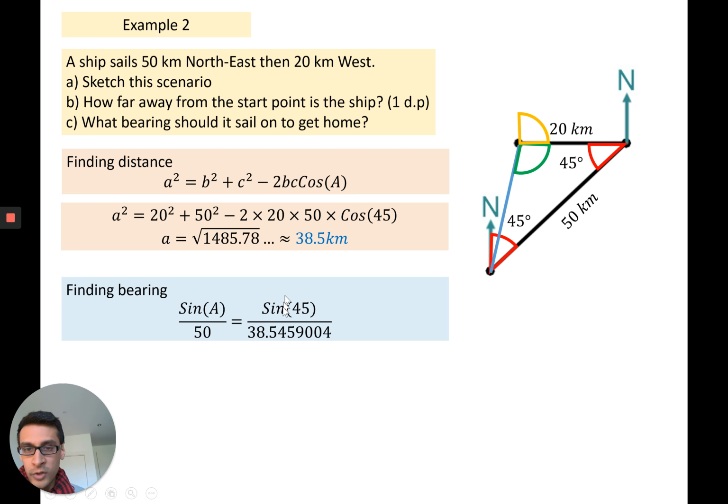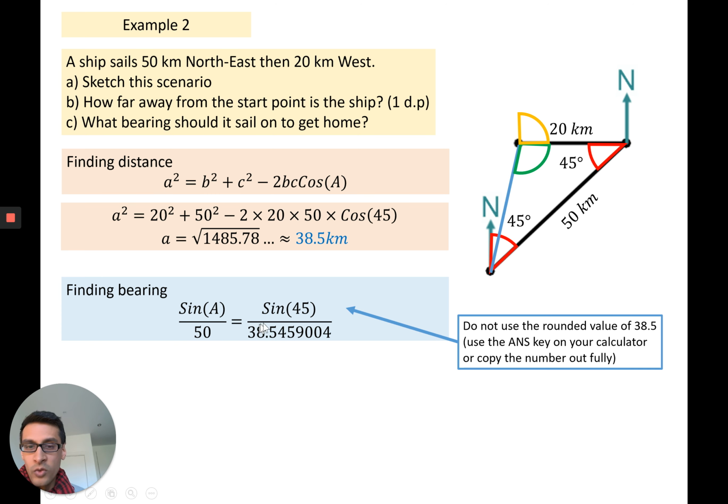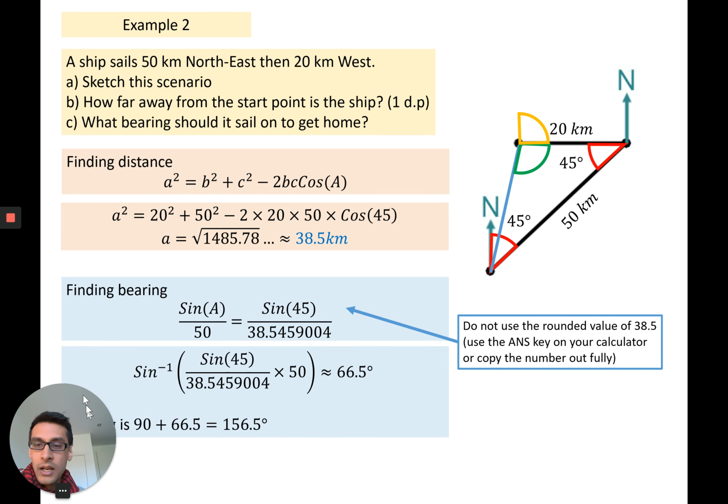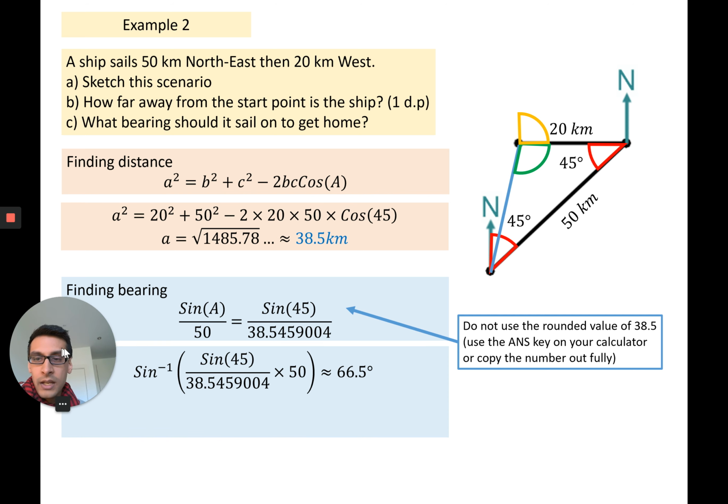Now I've written 38.5, I've written the unrounded number. Do not round the 38.5, otherwise you'll get errors when you do subsequent calculations. In this case, I'm going to do the sine rule, and then I get the angle A equals 65. Now the question is asking me to work out the bearing, so I have to add 90 to that. So 90 plus 65. In the question, it'll tell you how to round it.